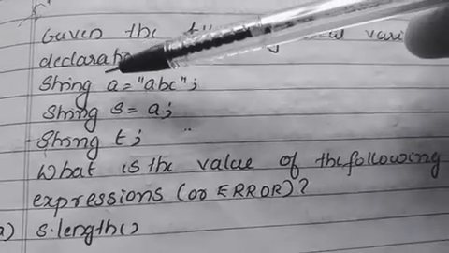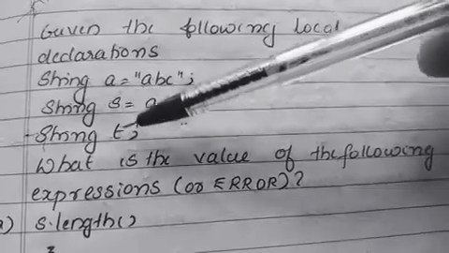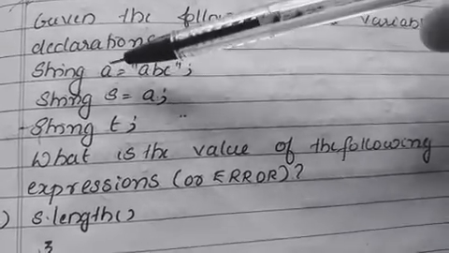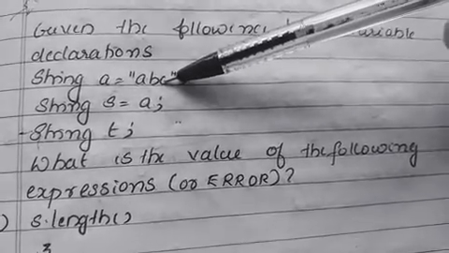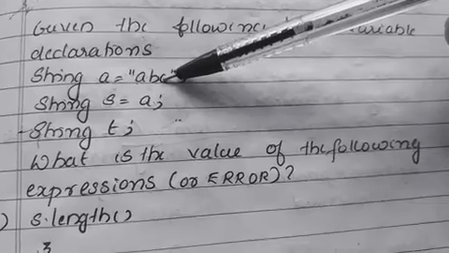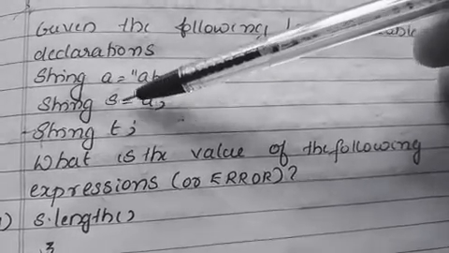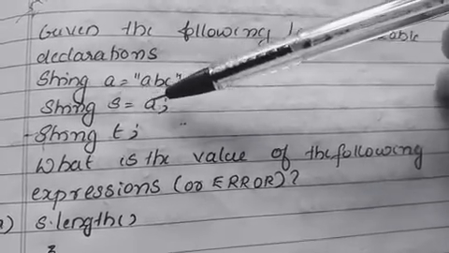Here there are three string declarations: A, S and T. These are the variables and the data type of these variables is String. Here you can see that the value assigned to the variable A is "ABC". So the value in A is ABC. Next one, String S = A. So the value in the variable S is A.